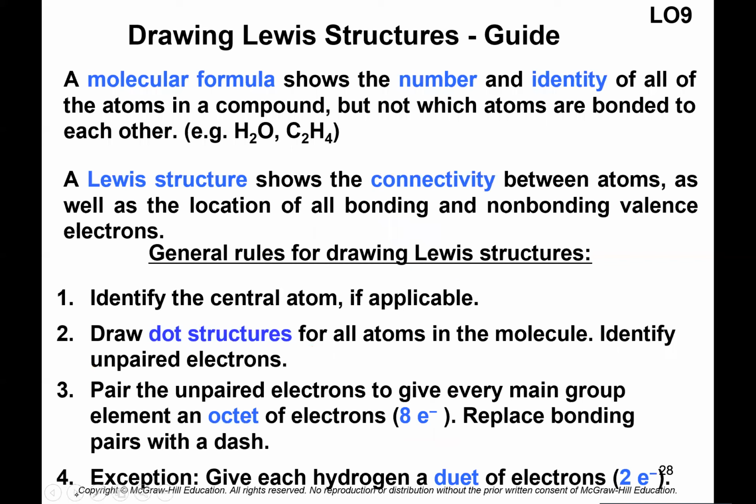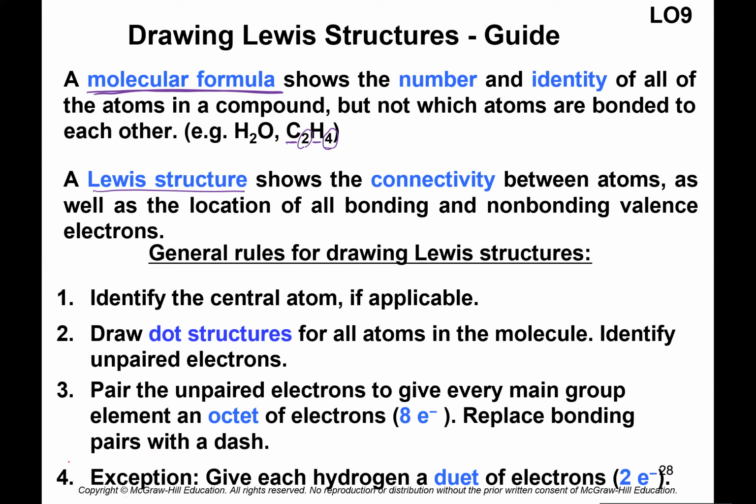All right, so here's a summary of that. I wanted to, again, throw in some more terminology to make sure we are communicating correctly. A molecular formula is going to show the number and identity of all of the atoms in a compound, but it doesn't tell you which atoms are bonded to each other. So things like H2O, C2H4: you know that there are some carbons in here, there are 2 carbons, and there's a total of 4 hydrogens. But who's bonded to whom? And that's what we're going to be able to communicate with a Lewis structure.